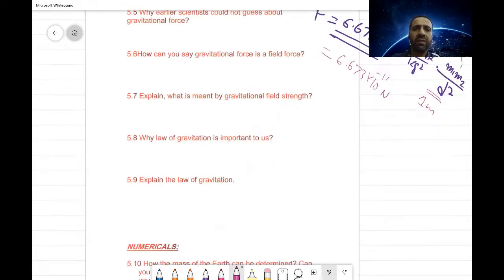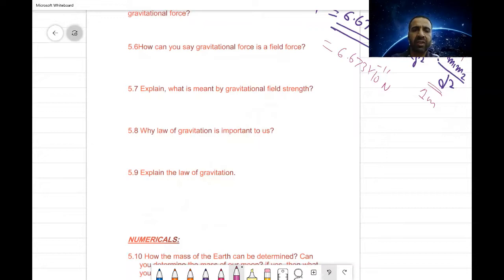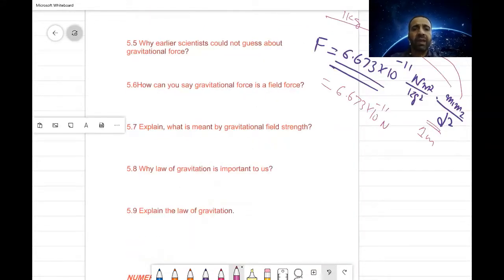Let us move on to the next question. The next question is, how can you say gravitational force is a field force? This is a repeated question.